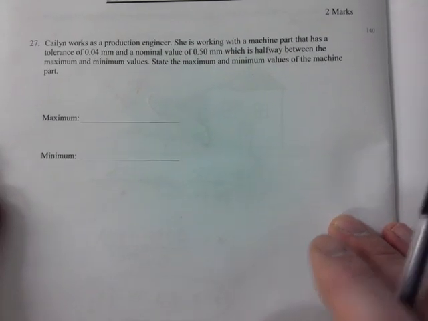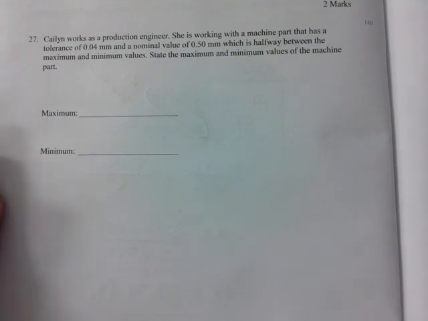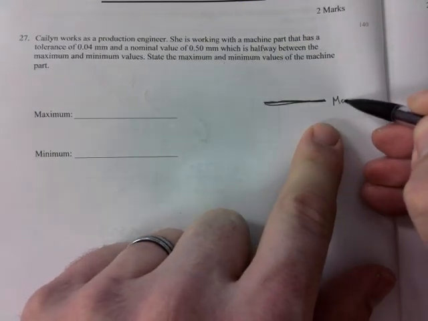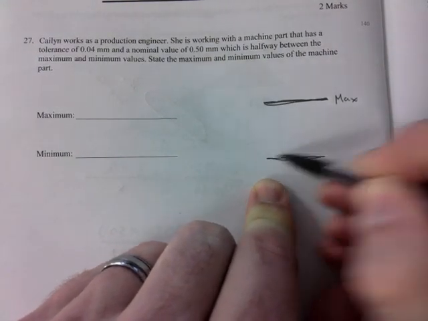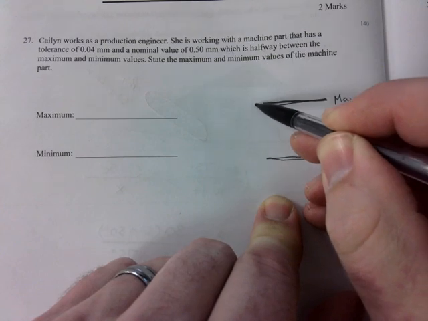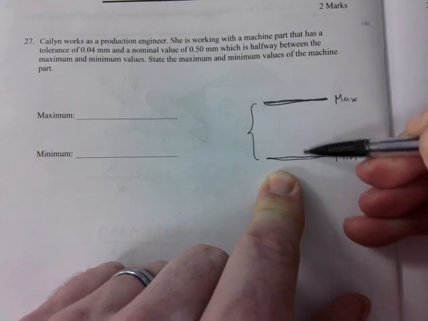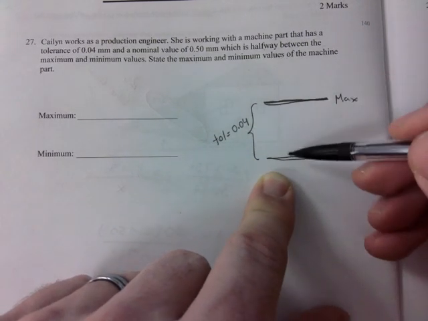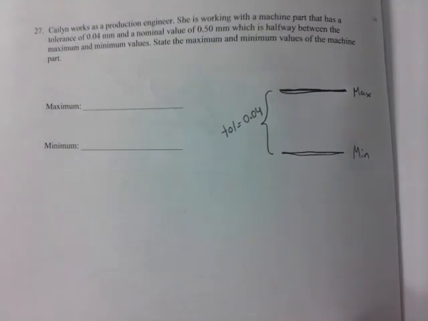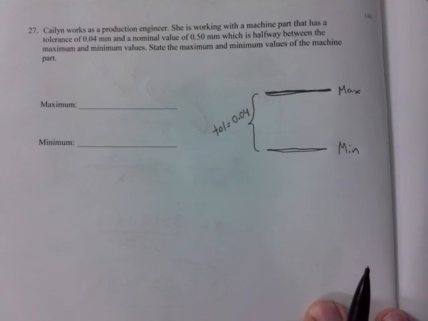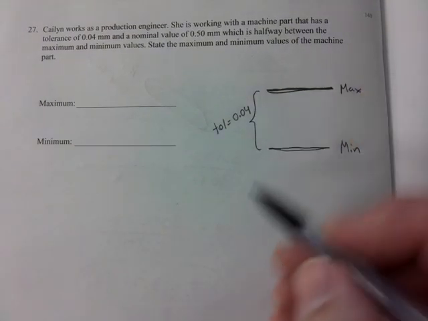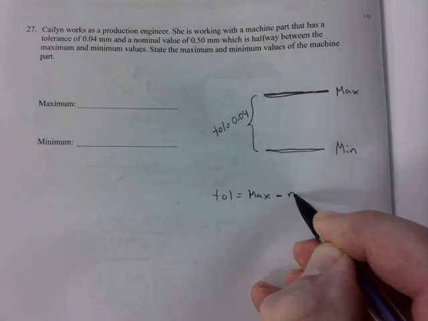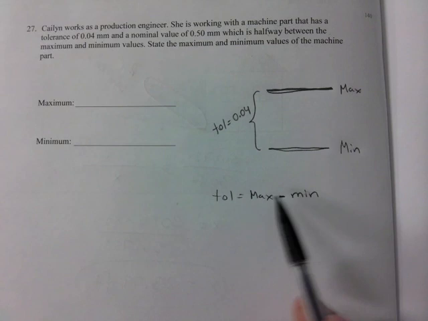Okay, here I want you to imagine the highest possible value, which is our max, and the lowest, which is our min. And I talked about the fact that the difference between these two is your tolerance, right? Tolerance is 0.04. Maybe I will add that here in a bit. I will review that part. But the tolerance is max minus min. That's how you could find it.